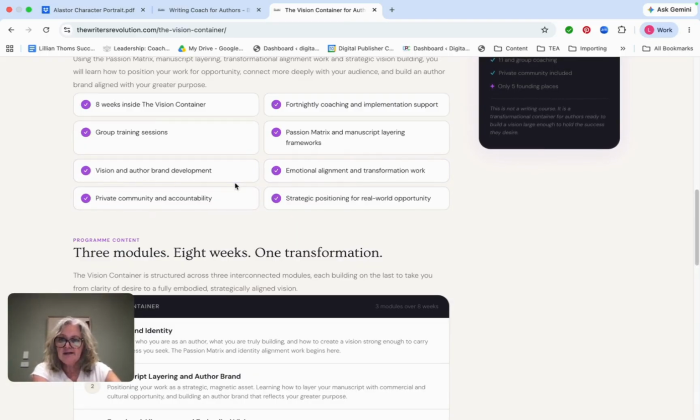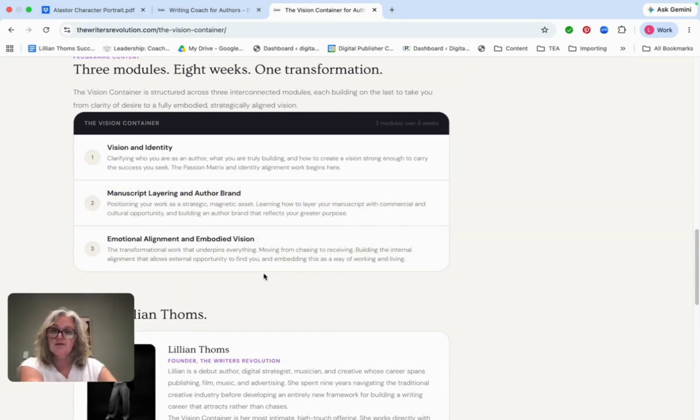You've got 8 weeks inside the container, group training sessions, vision, author brand development, private community and accountability, fortnightly coaching and implementation, passion matrix, manuscript layering frameworks, emotional alignment, transformation work, strategic positioning for real world opportunity. And they're all built on these 3 different modules here.